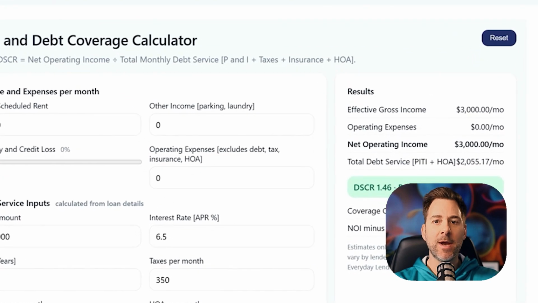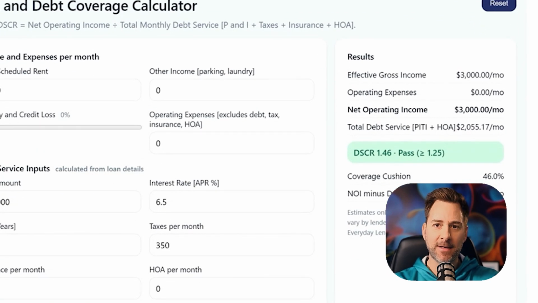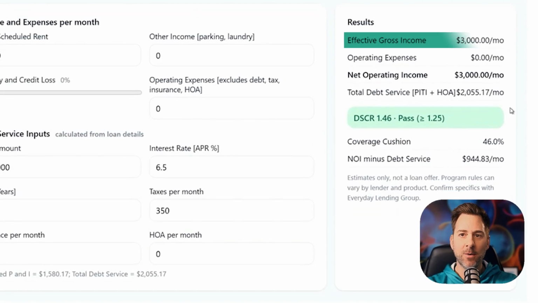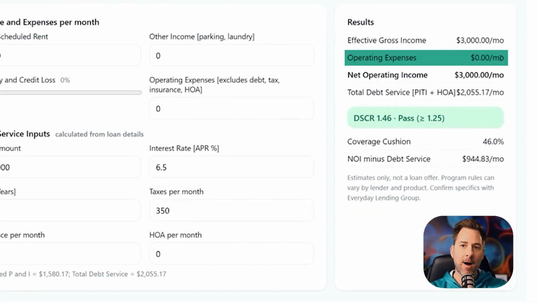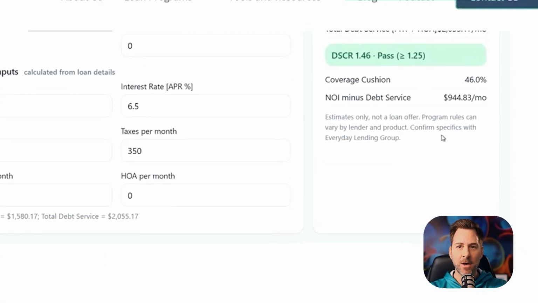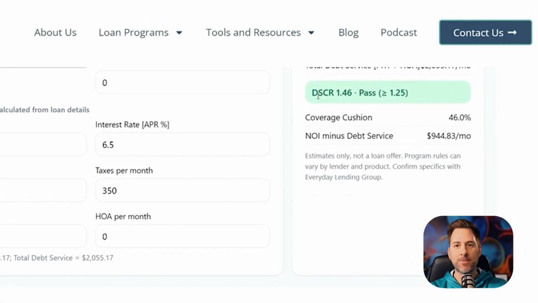Once you go over to the right-hand side, you'll see the results. The effective gross income is $3,000. We have 0 for recurring operating expenses, giving us a net rental income of $3,000. Right underneath, it's showing us that this property debt coverage is 1.46, meaning that not only does it coverage 1-to-1, but it's almost giving us a 1.5 debt coverage. Why that's important to note is the higher the property debt coverage is, the better the interest rate will be that you'll receive from the investor.